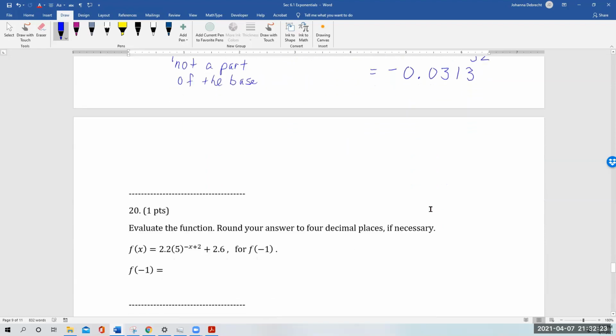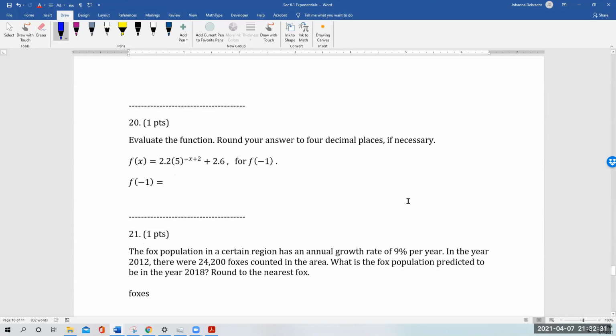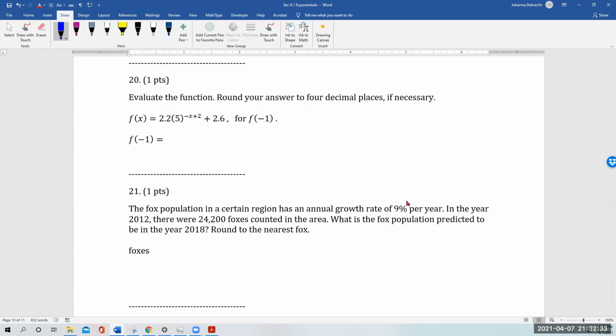Let's take a look at our next problem. This is another evaluate the function problem. Round our answer to 4 decimal places. In this case, we want to go to the function now called f and replace the x with the number -1. So we take the 2.2 at the front, which will be multiplied by our base. So we can use parentheses around the 5, which is the base. Make sure that you open up a hole where the variable goes and then dump the -1 inside of it.